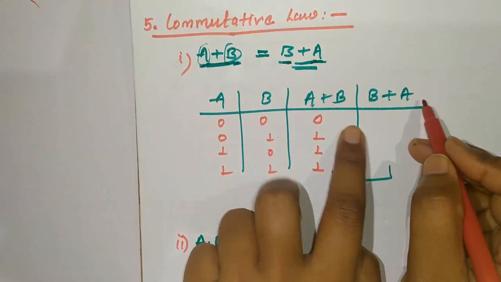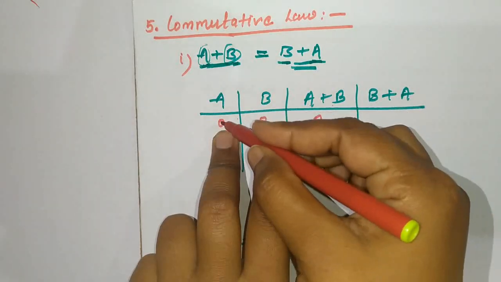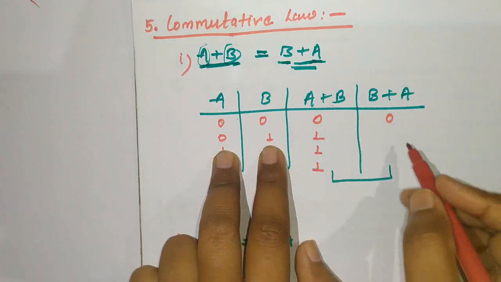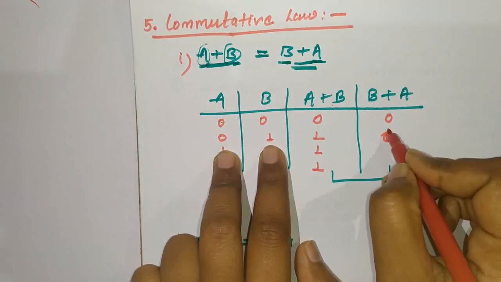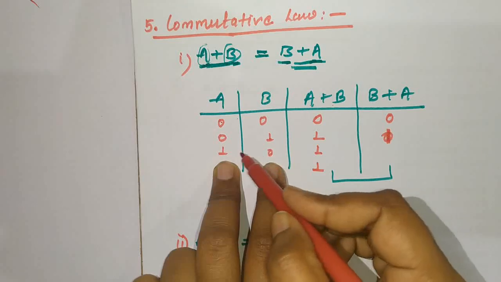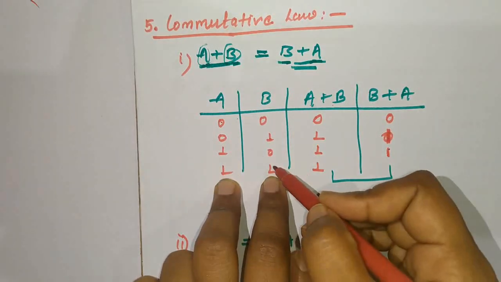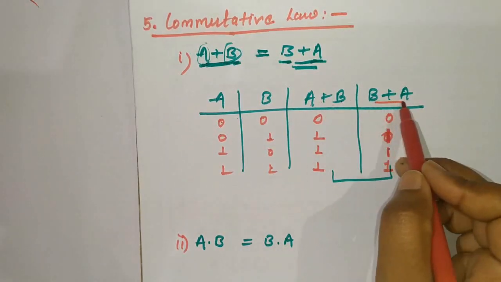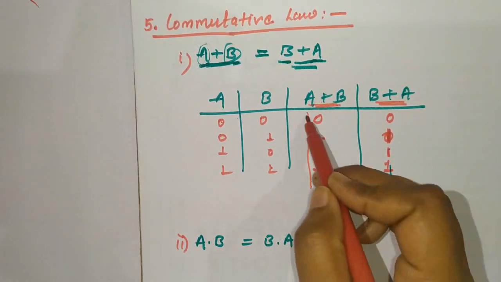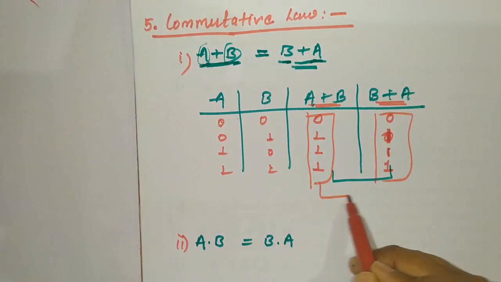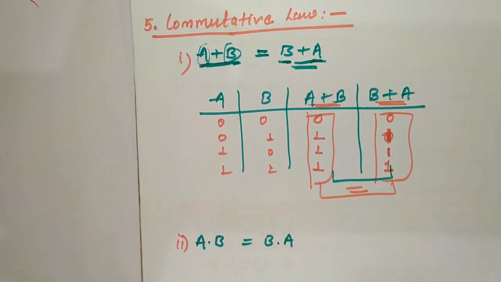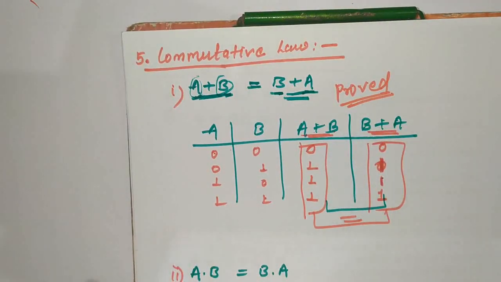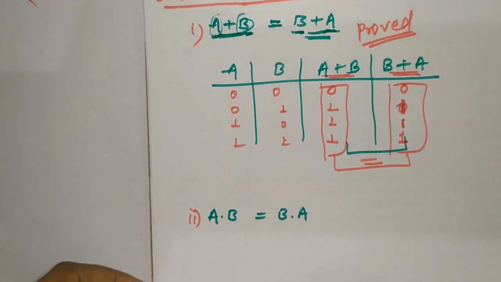Next, B plus A, that means 0 plus 0. So 0. B plus A, again 1 plus 0, so the output is 1. Then 0 plus 1, again 1. Then 1 plus 1, the output is 1. Here A plus B is equal to B plus A because the output values of those two are the same. Both are the same. So this is proved. Let's check the next law.